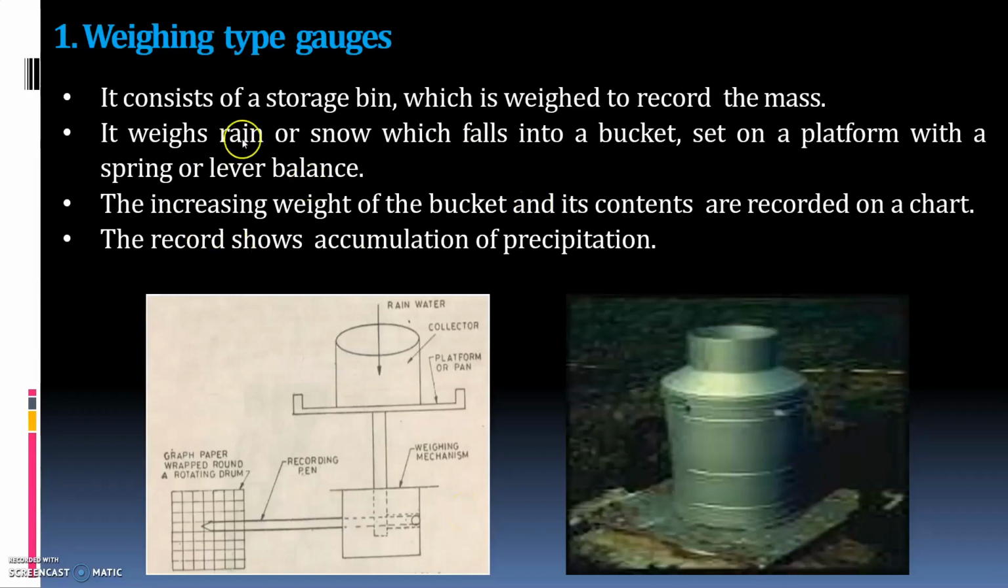It consists of a storage pen which is weighed to record the mass. It weighs rain or snow which falls into a bucket set on a platform with a spring or lever balance. The increasing weight of the bucket and its contents are recorded on a chart. The record shows accumulation of precipitation. This is the principle of rain bucket type rain gauges.